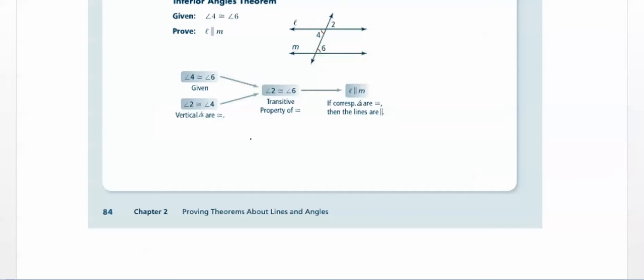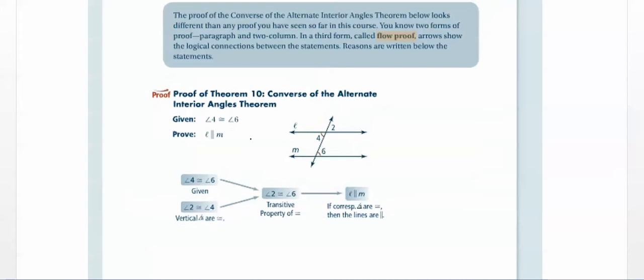This is a flow proof. All right, we've looked at two-column proofs. This is a different kind of proof from that, called a flow proof. So there's a good description here.